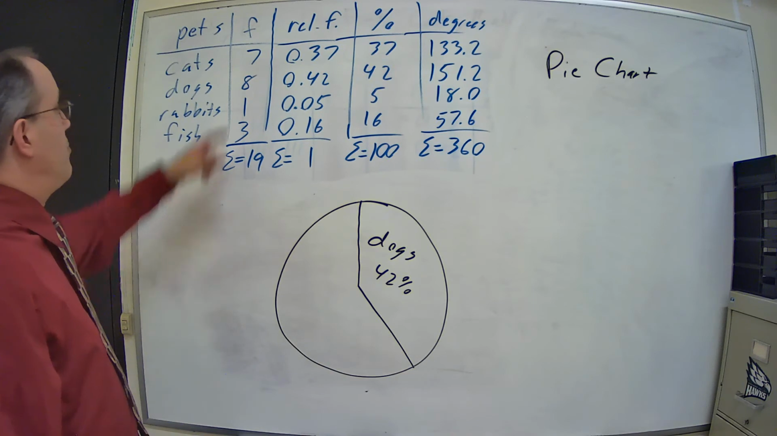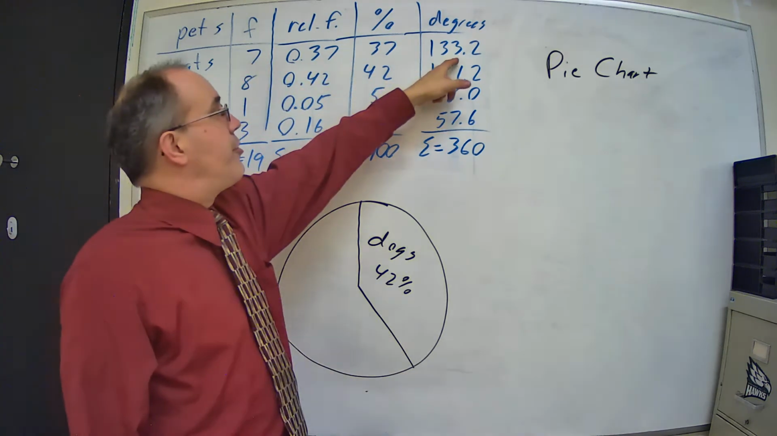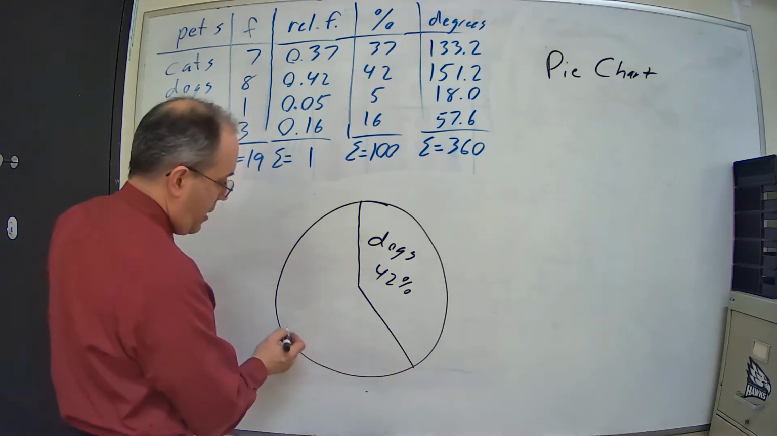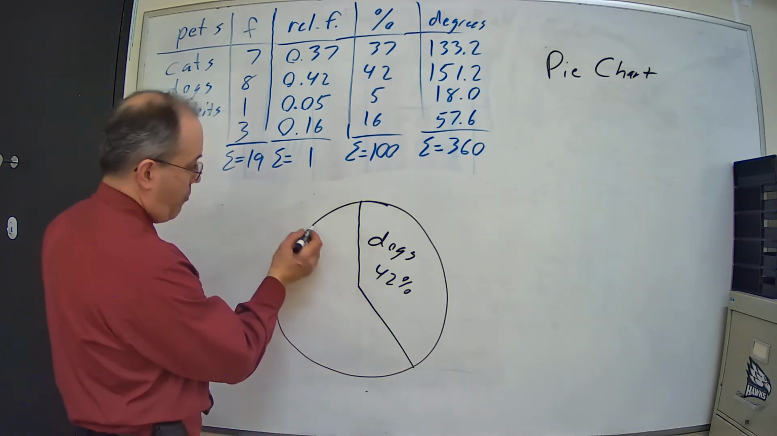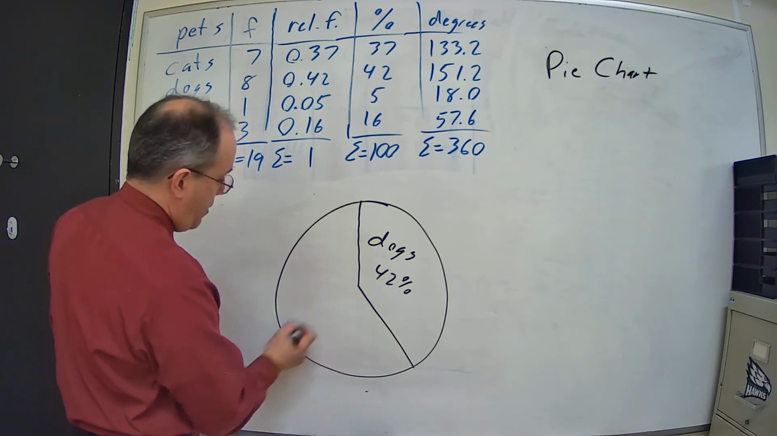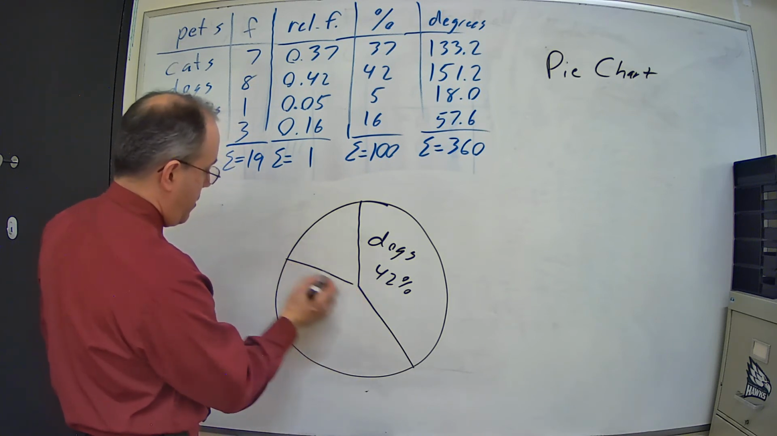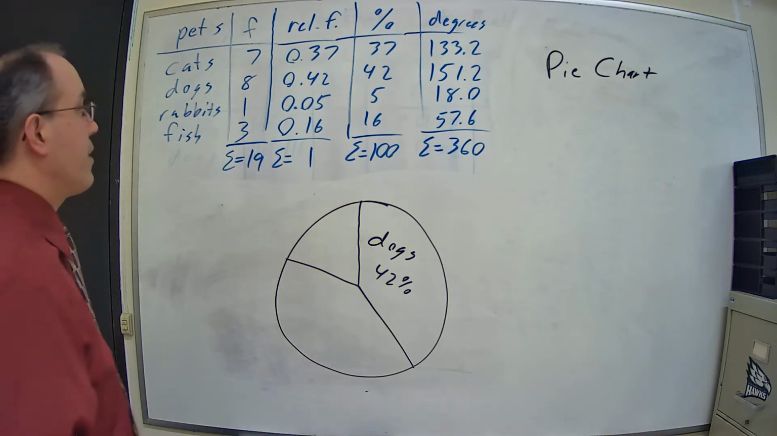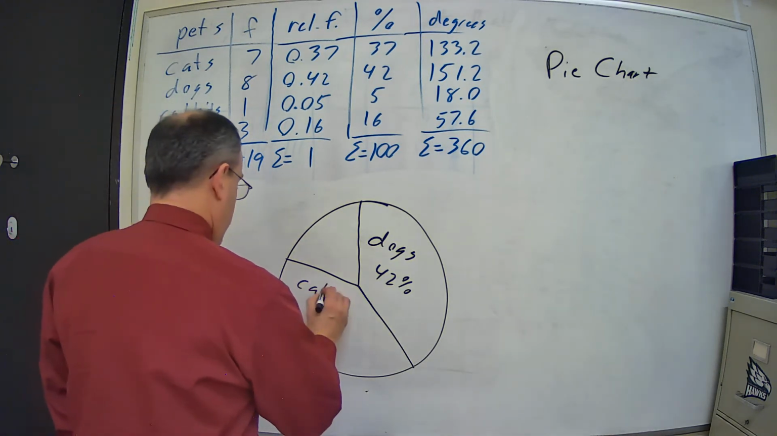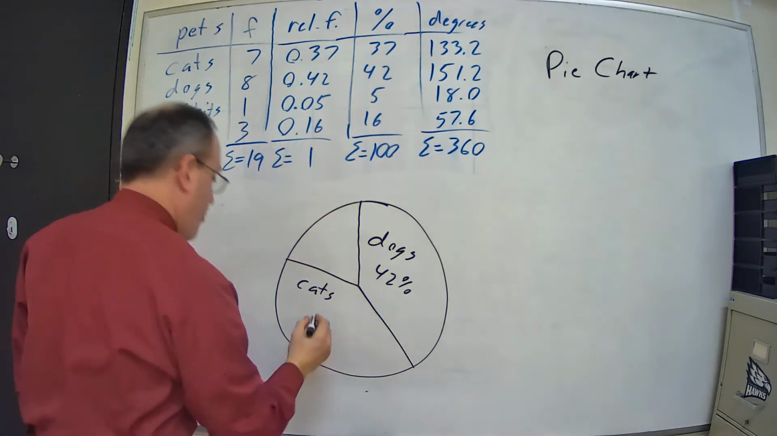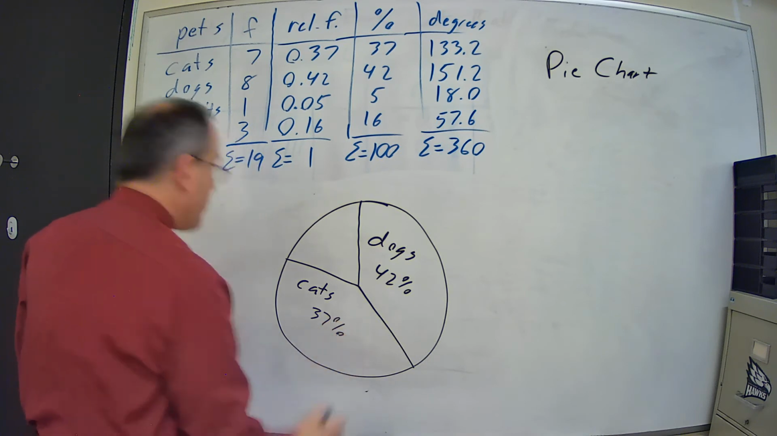And then our next would be cats. Cats 133 degrees. Now remember, that's starting from here. So that would be 90. That would be 180. So about halfway between 90 and 180 is going to be about 133.2. So that's cats. And again, the percent column, 37%.